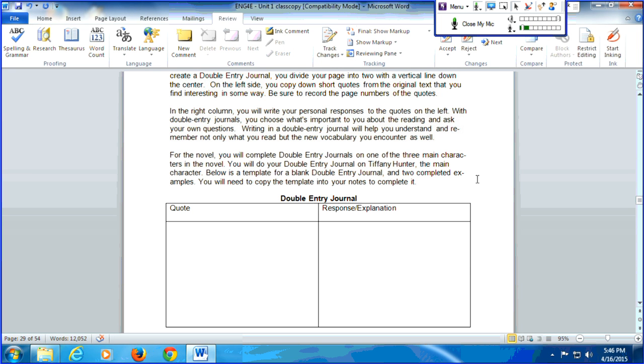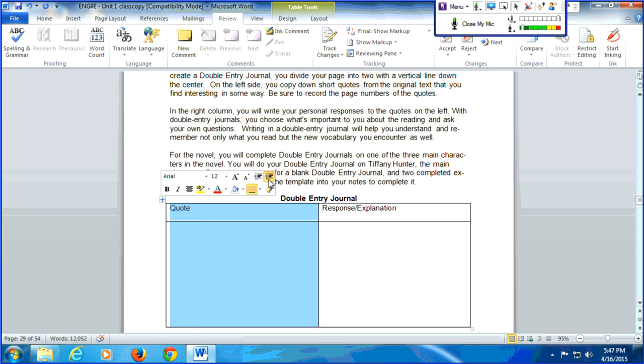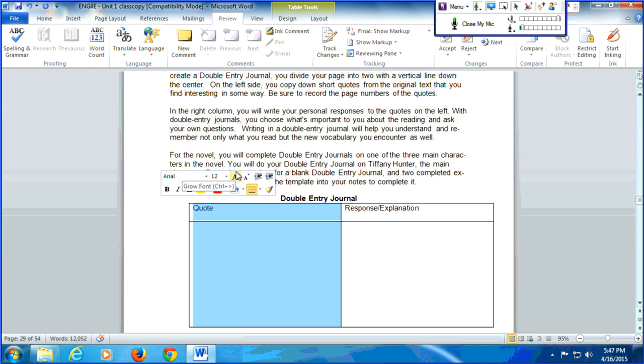Writing in a double entry journal will help you understand and remember not only what you read, but the new vocabulary you encounter as well. For the novel, you will complete double entry journals on one of the three main characters. You'll do it on Tiffany Hunter, who's the main character in the novel. Below is a template for a blank double entry journal and two complete examples. You're going to need to copy this template, which is here at the bottom of page 29, into your notes to use.